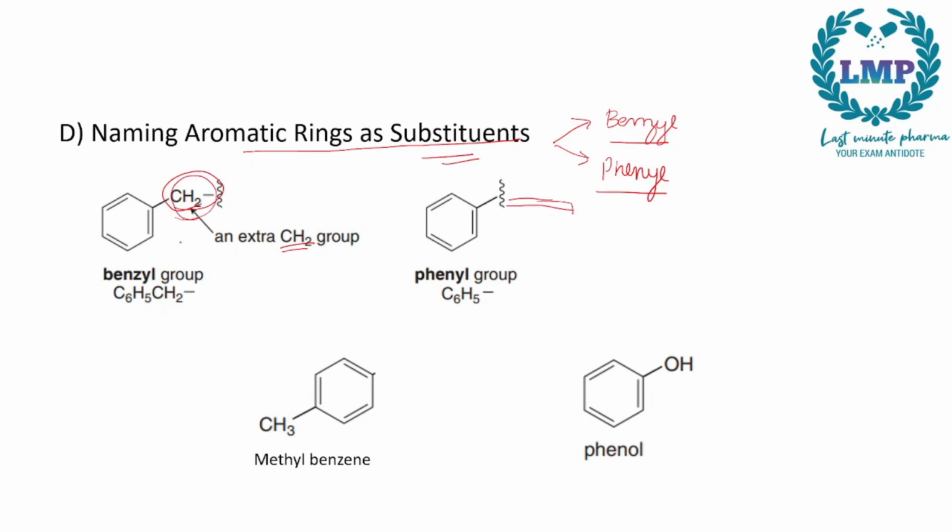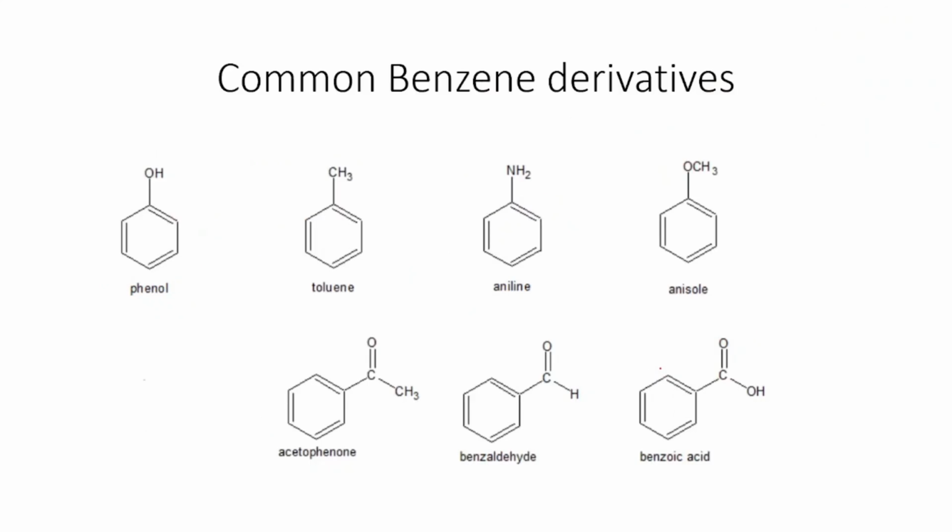If the CH2 is present, it's a benzyl. If it's not present, it's a phenyl. Now for this ring, since a carbon is attached, it would be methyl benzene, whereas here there is no carbon, so we will call it a phenol. The alcohol group will be named OL. So phenyl plus OH, so phenol.